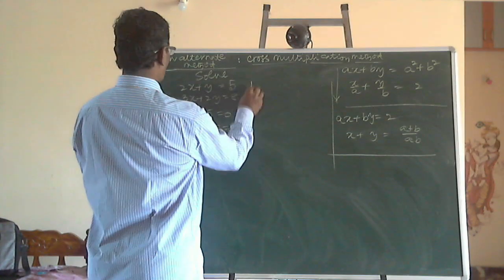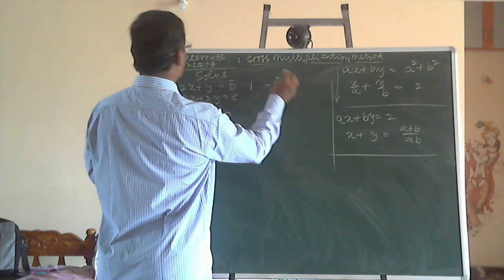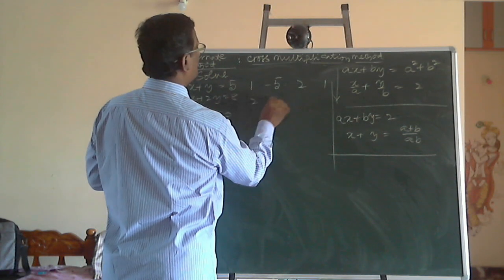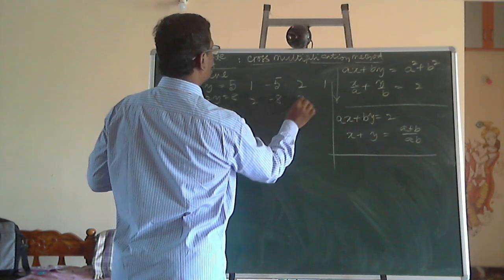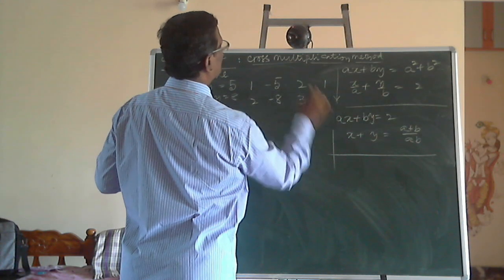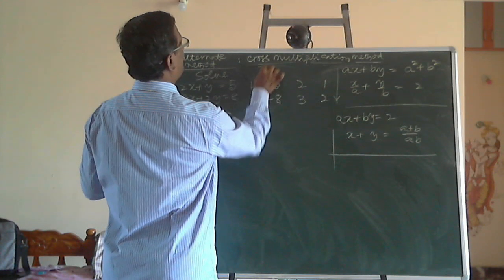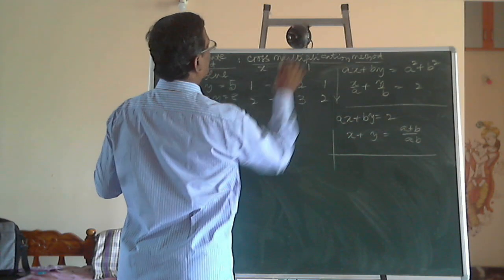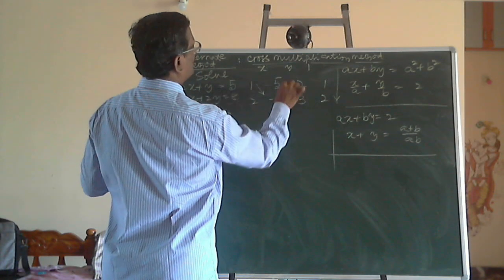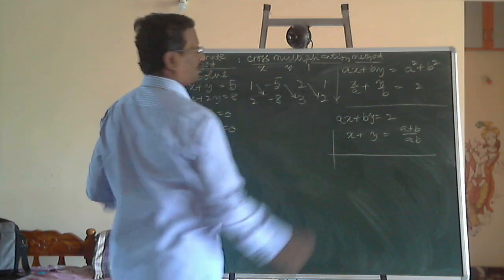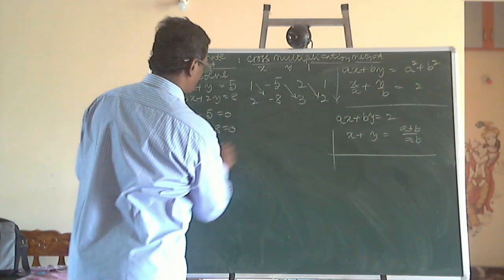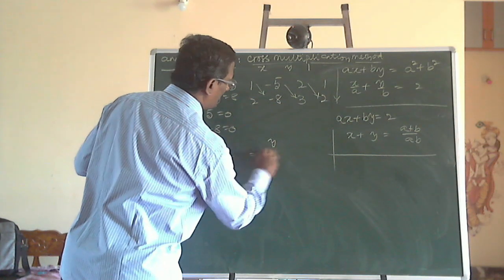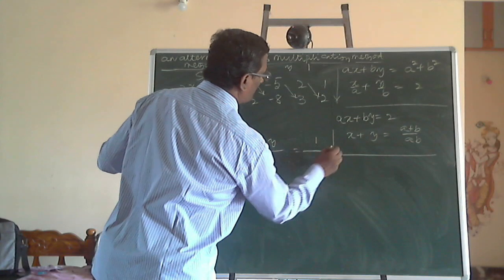Here 1, minus 5, 2 and 1. This is 2, minus 8, 3 and 2. In between first and second, x; second and third, y; in between third and fourth, 1. Here the first product has an arrow mark, the second product has no arrow mark. Here x upon, y upon, and 1 upon.